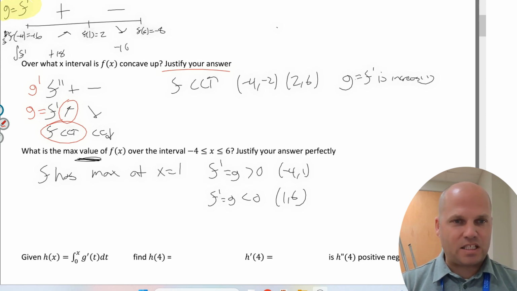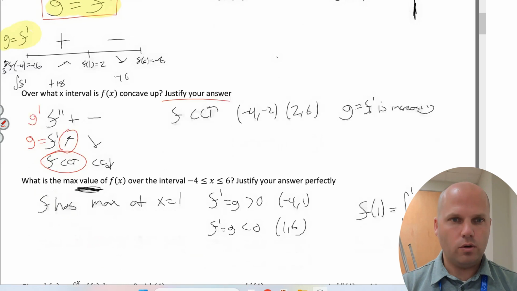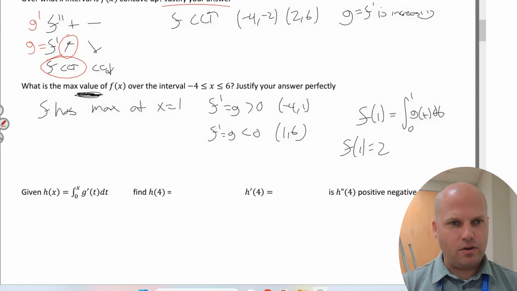And we want to find the max value. So we need to find f of 1. F of 1 is the accumulation from 0 to 1 of G. And the accumulation from 0 to 1 of G is 2. Okay, so here's my max value.